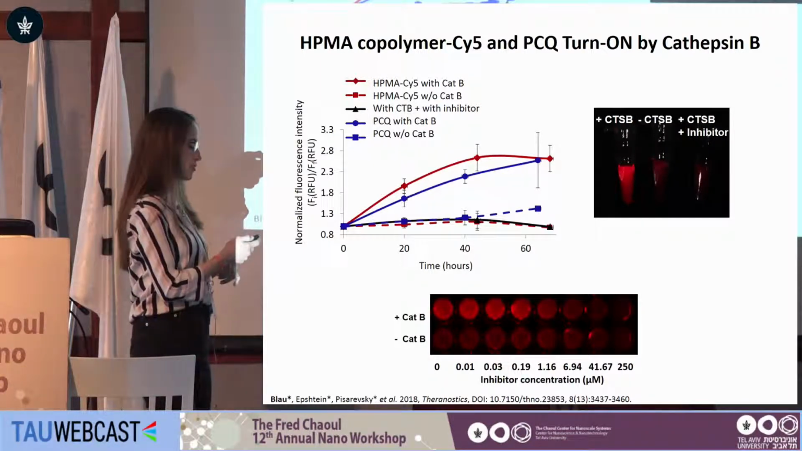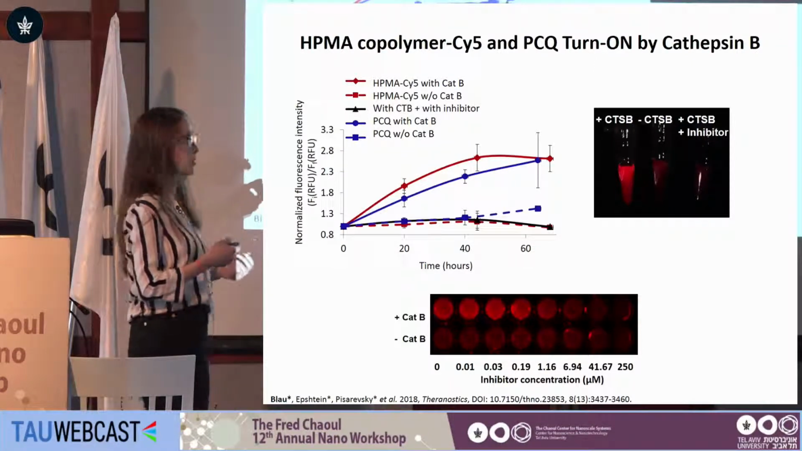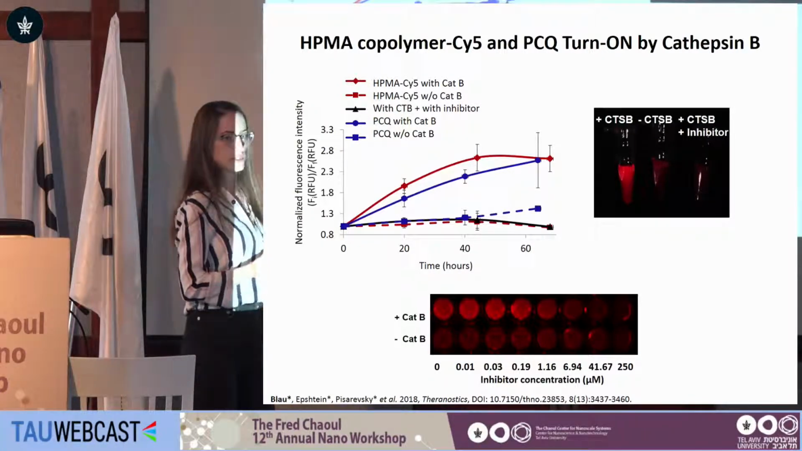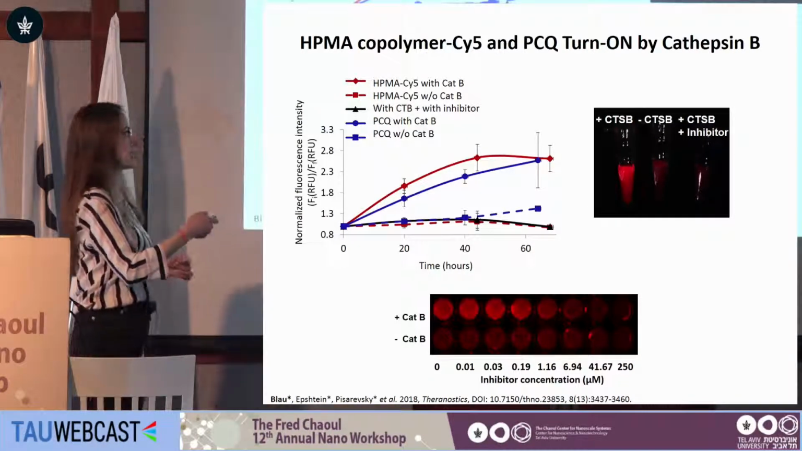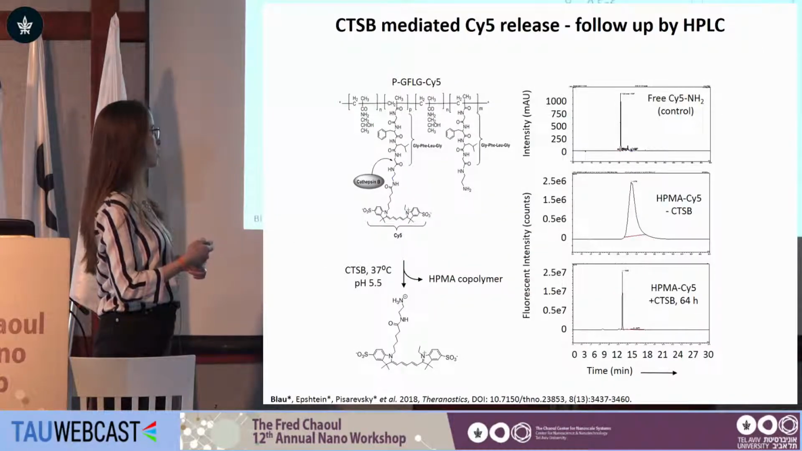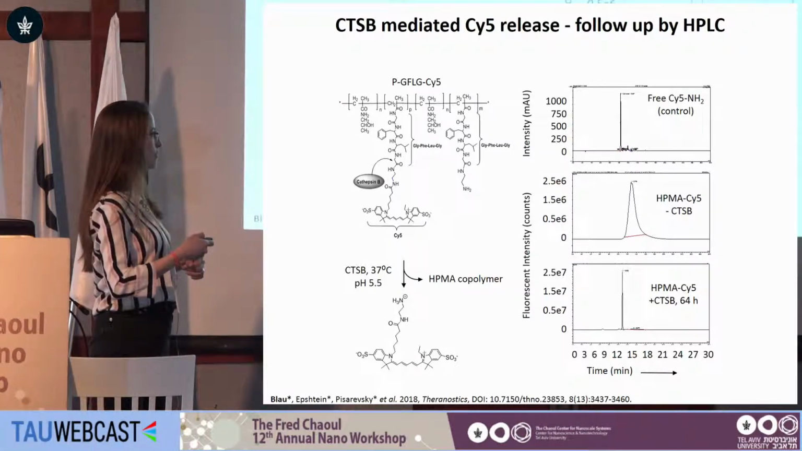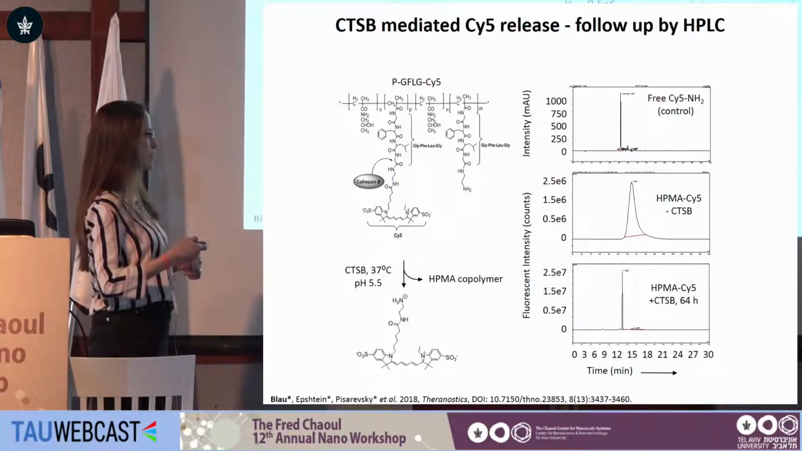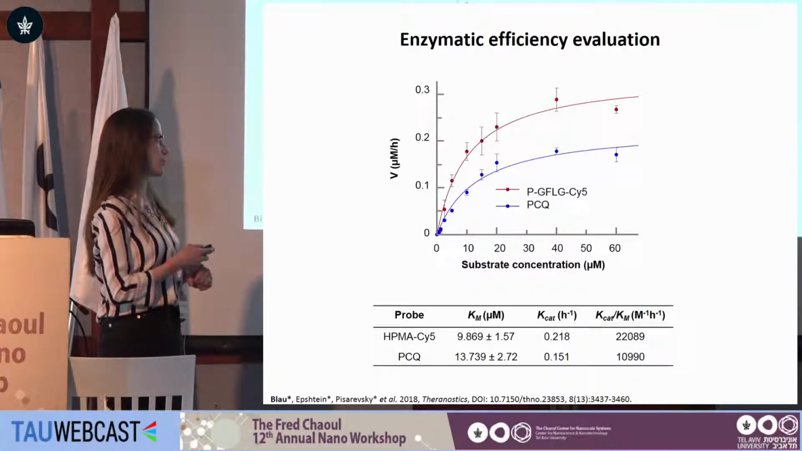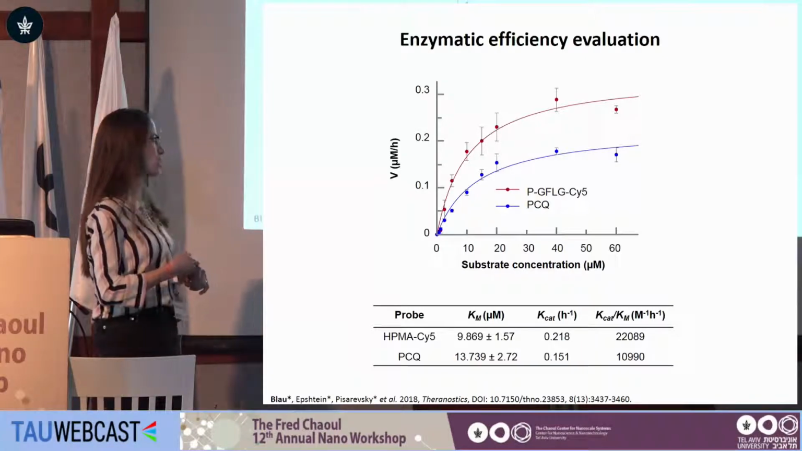So upon incubation with cathepsin B, which is a member of the cysteine cathepsins, we saw the elevation in fluorescent signal, while in the absence of the enzyme, the elevation was negligible. It was clearly demonstrated by imaging instrument and also by HPLC characterization, which showed the degradation of free dye by this peak from the polymeric backbone that is indicated by this broad peak. We found a beneficial enzymatic efficiency for the linker-based system.